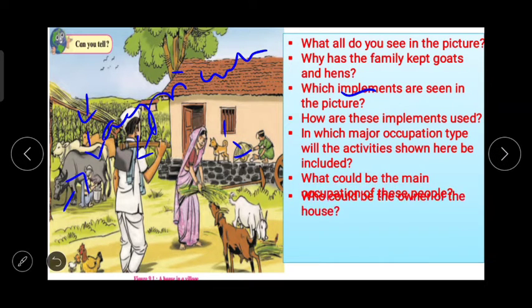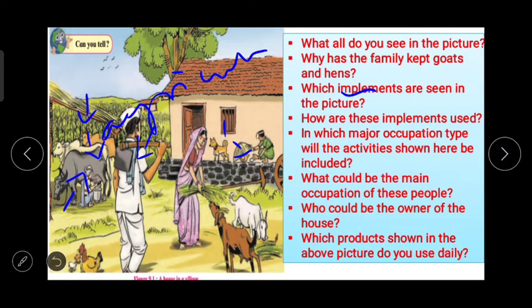Then the next question, who could be the owner of the house? That also you can see very clearly. And then the last question, which product shown in the above picture do you use daily? In the picture on the screen, we see a standing crop, then a plowshare, etc. And from this it becomes obvious that this is a farmer's house. किसका घर है ये? This is a farmer's house.